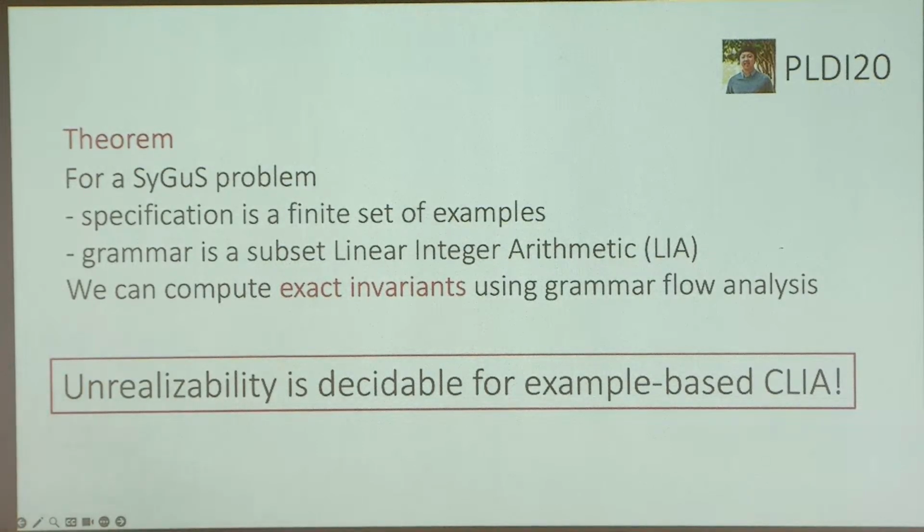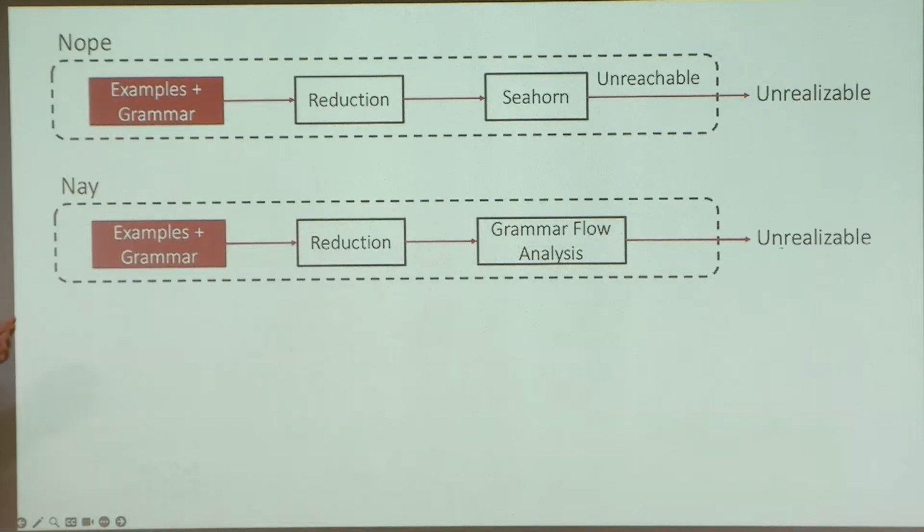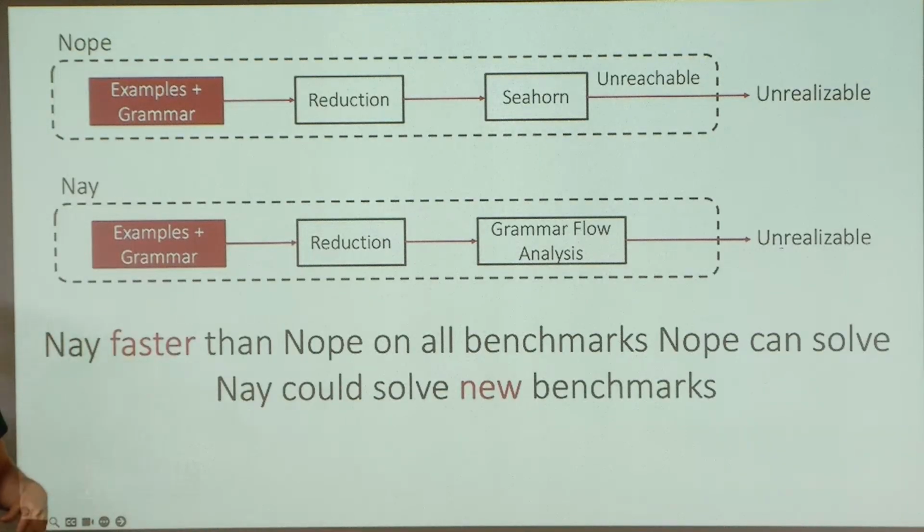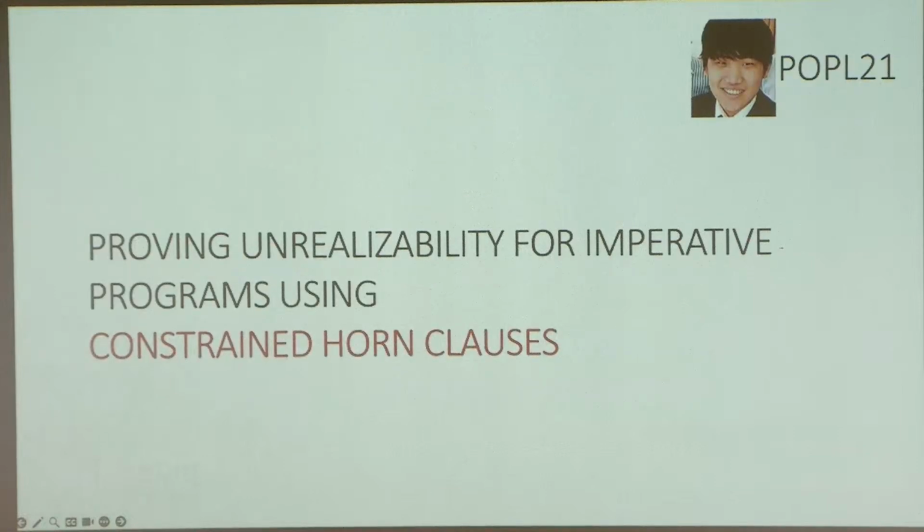So if you have a grammar of LIA or CLIA terms and a set of examples, and you're asking whether there can be a program correct on these examples, we prove that the problem is decidable because the equations that come out of grammar flow analysis can be solved. This was surprising at the time, and it was a nice case where ditching the CEGIS-style verification led to some interesting theoretical insight. It also ended up working much better. We were able to become faster on every benchmark and solve new problems. Okay?